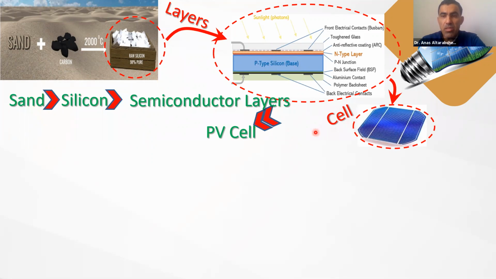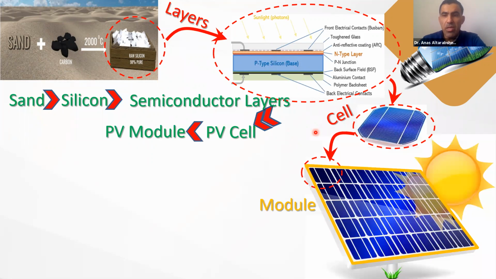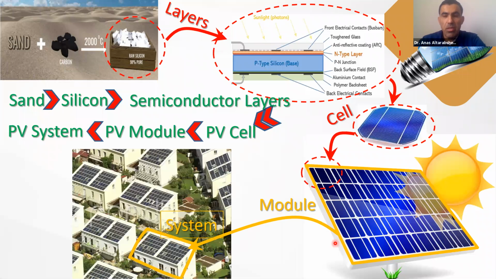Good. Now the solar cell here doesn't generate that high power. So how can we increase the power? This cell should be combined with other cells, either in series or in parallel. Now in series, the voltage will be boosted, while in parallel, the current will be boosted. Good. Now the module here can be connected to batteries, inverters, and a protection system to have at the end a PV system.